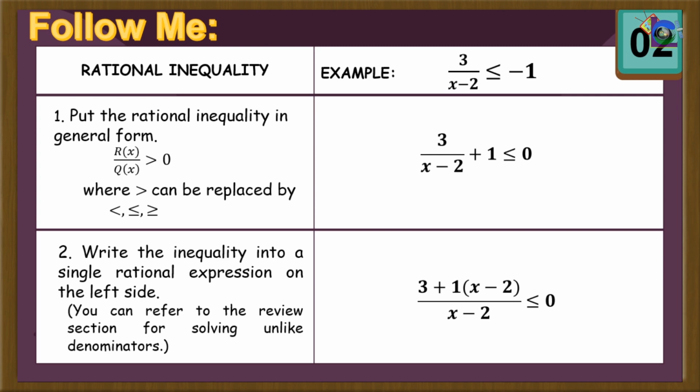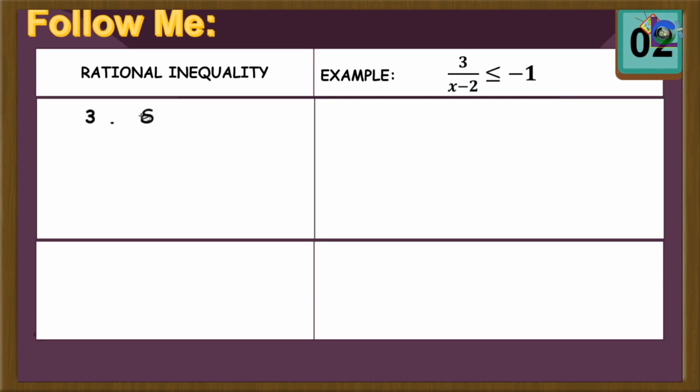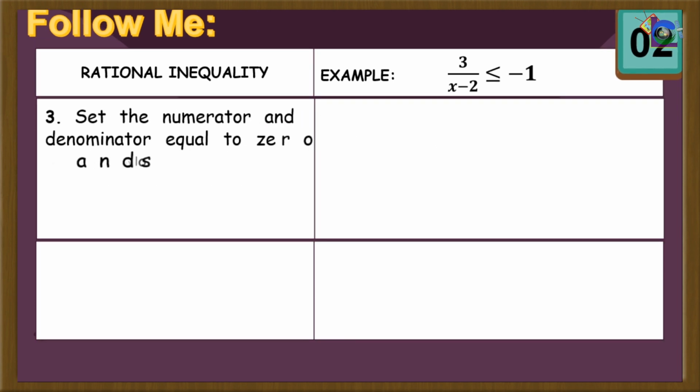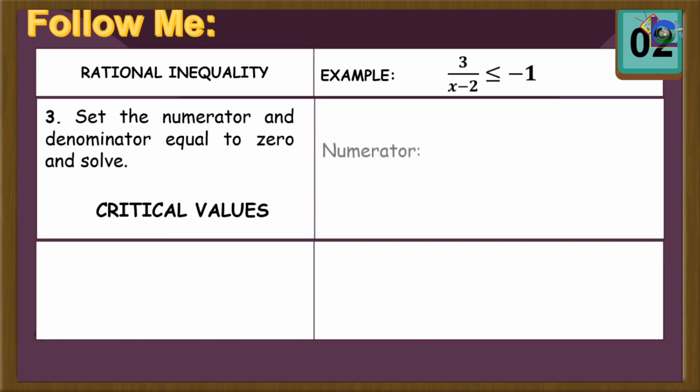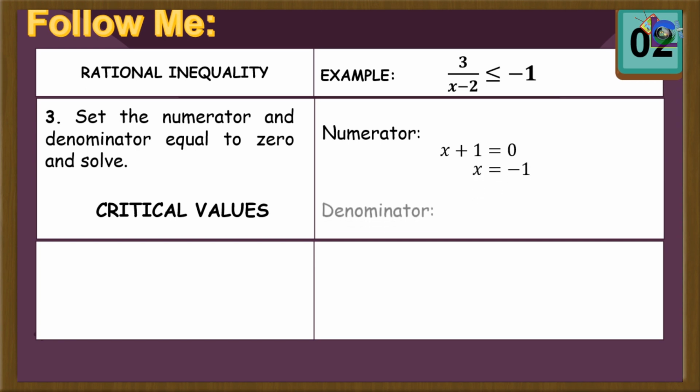Third, set the numerator and denominator equal to 0 and solve. The values you get are called critical values. For our numerator, x plus 1 equals 0, so the value of x is equal to negative 1. For our denominator, x minus 2 is equal to 0, therefore, our x is equal to 2.